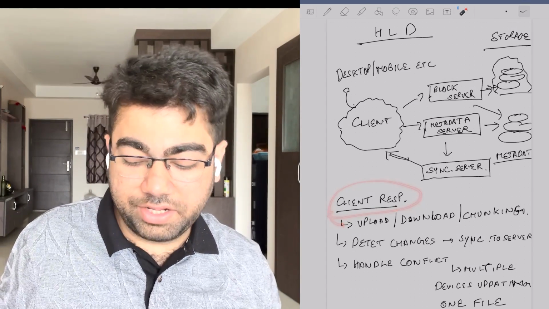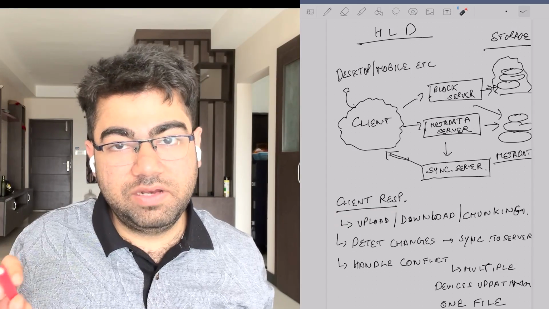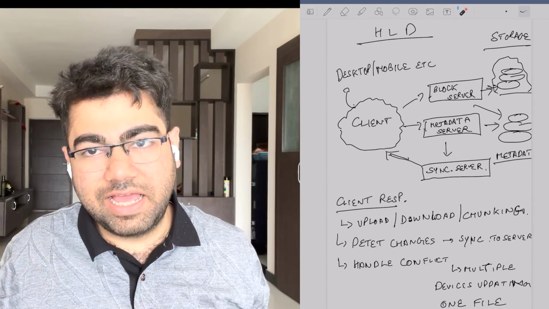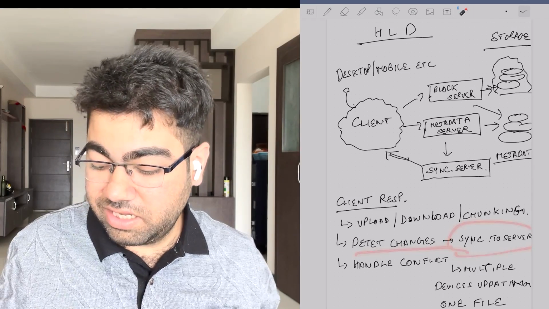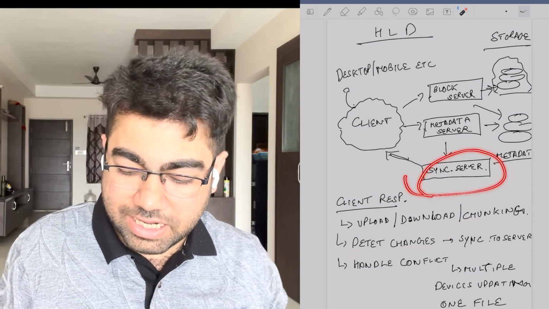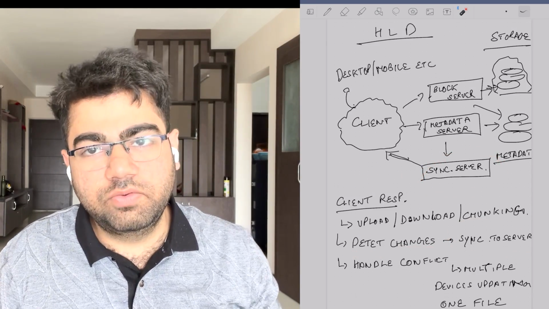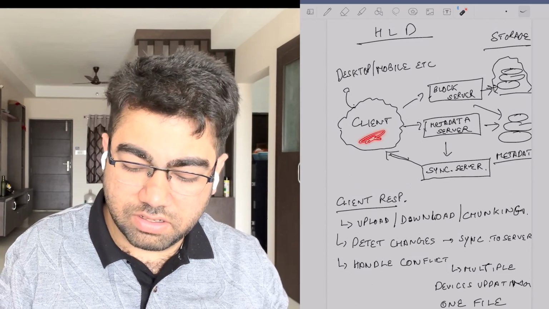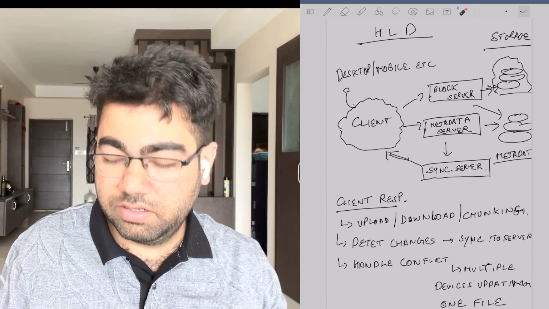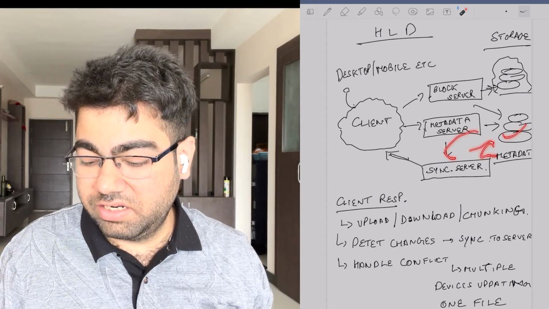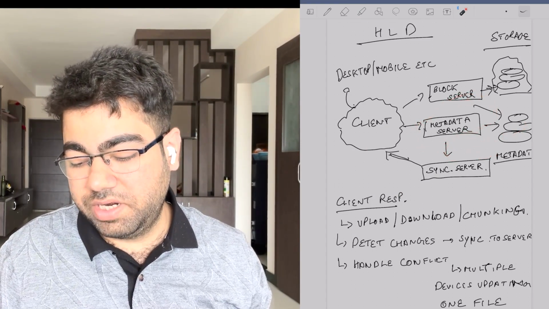So each client, I mean each desktop, mobile, any app that you are using, should be able to detect these changes and then sync these changes to the server, and that's where this synchronization server comes into the picture. Whenever a change happens at any of the clients, it will sync the changes to the server, and it will update the metadata database through the metadata server.